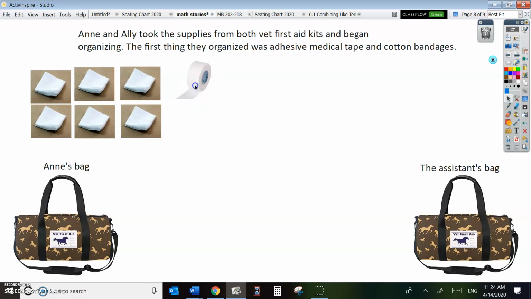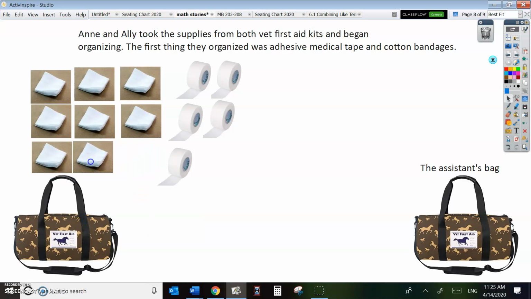Oh, there's some tape. Oh, another bandage. More tape. And another bandage. Okay. So Anne's bag had, looks like, 8 bandages. So let's write that like this. 8 bandages.